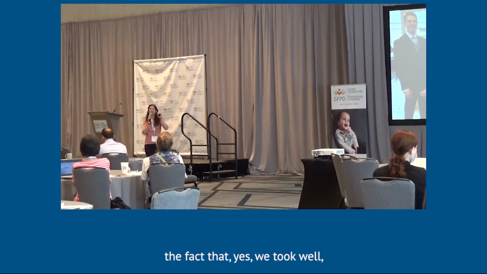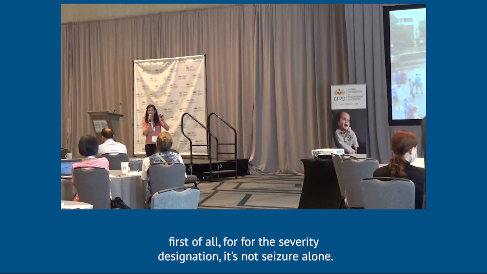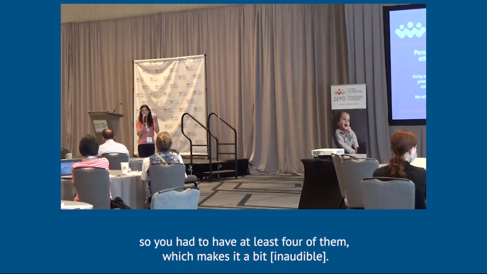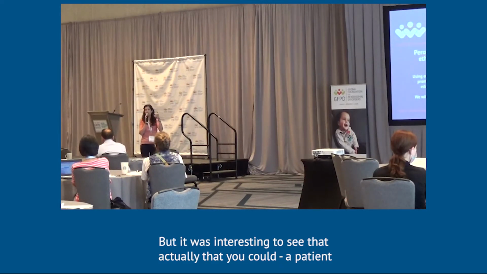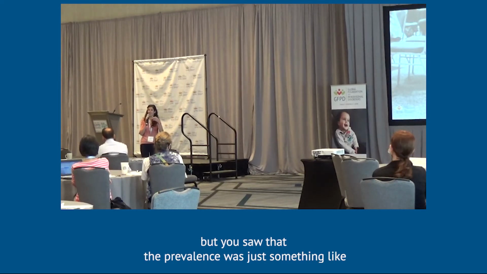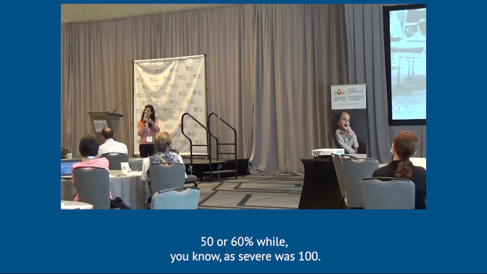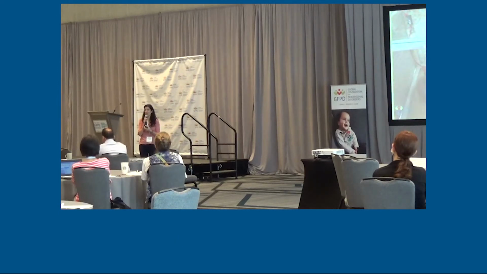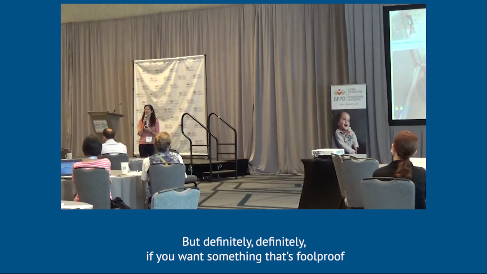However, I think it is still interesting if we take the example of seizures. First of all, for the severity designation, it's not seizure alone. If the patient only had seizure, of course, it would not be a severe patient. So you had to have at least 4 of them, which makes it a bit stronger, I think. But it was interesting to see that after that, a patient with an intermediate overall disease severity could still have seizure, but the prevalence was just something like 50 or 60%, while the severe was 100 and mild was lower.